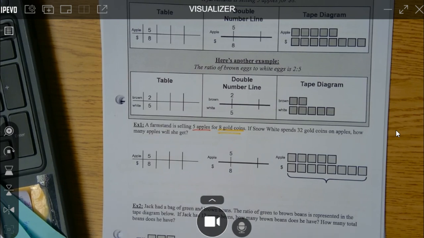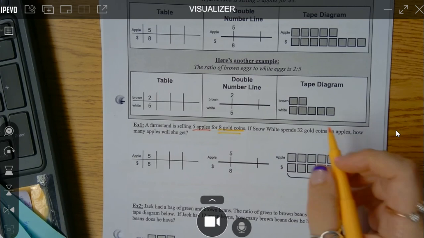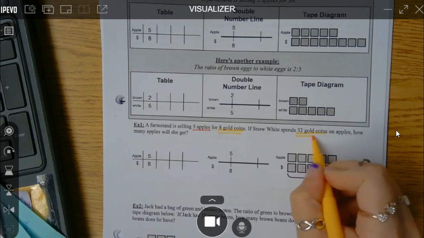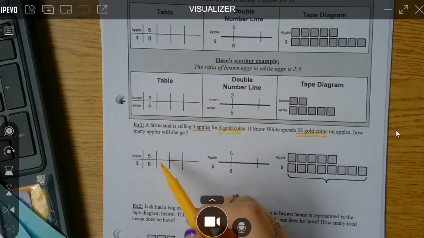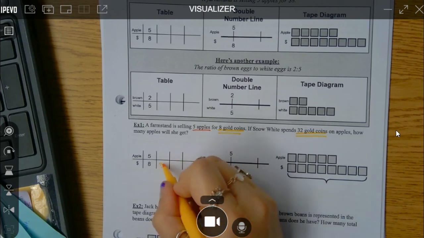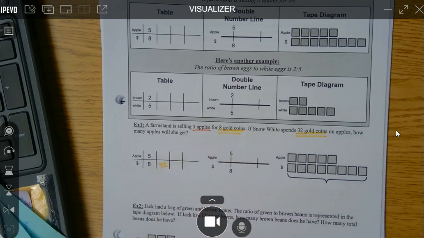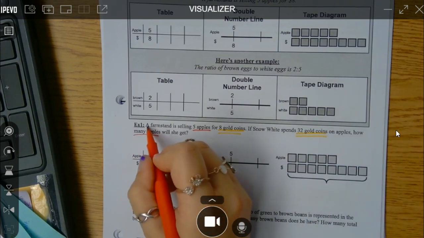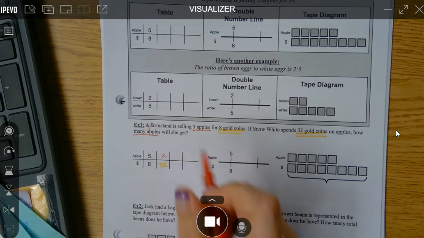So here they said, okay, what if Snow White spends 32 gold coins? So where do I put that 32? On the top or the bottom? Well, that's talking about the money, right? So I'm going to put 32 here. And how many apples will she get? Okay, well, that's what I don't know, so that's my unknown.